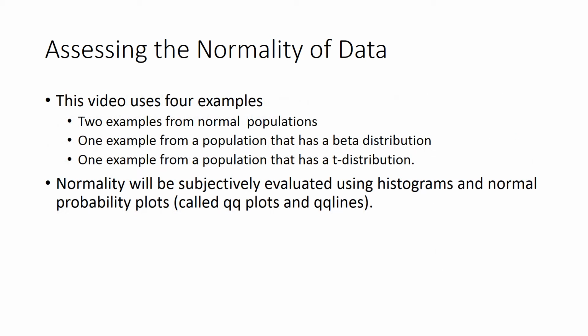In this video, I used 4 examples. 2 examples are 2 different random samples from the same normal population. These examples will show you what to expect when the normality assumption is true. The 3rd and 4th examples are not from normal populations. The 3rd example is from a beta distribution, and the 4th example is from a t-distribution. I'm going to use histograms and QQ plots to evaluate normality.